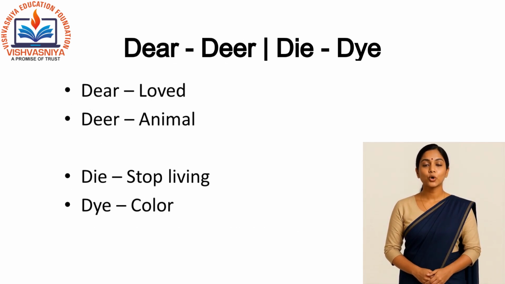Dear means loved or valued. For example, she is my dear friend. Deer is an animal. For example, a deer crossed the road. Die means stop living. For example, plants die without water. Dye means color. For example, she dyed the cloth red.